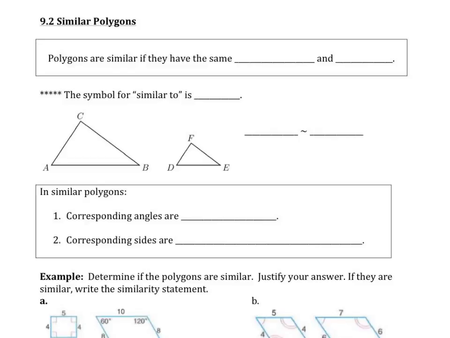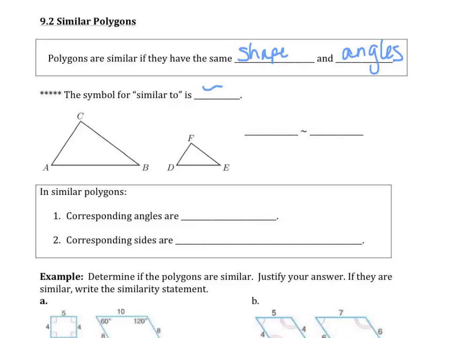These are the notes for section 9.2, similar polygons. Start with a definition for you. Polygons are similar if they have the same shape and angles. All right, the symbol for similar is that squiggly top part of the congruent symbol.